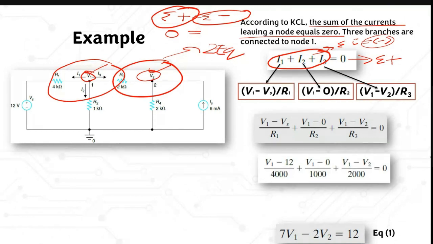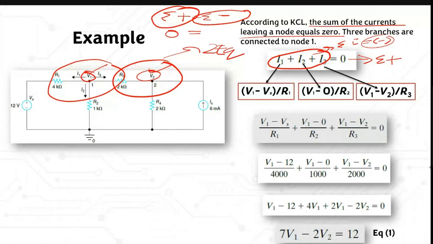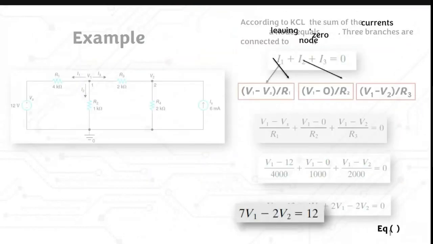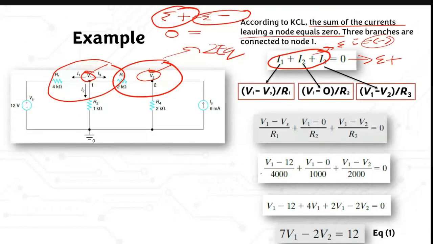Then again you need to simplify the equation. I think you can just multiply it by 4,000 in order to simplify this equation into this. And then after that, you have this as your equation 1.